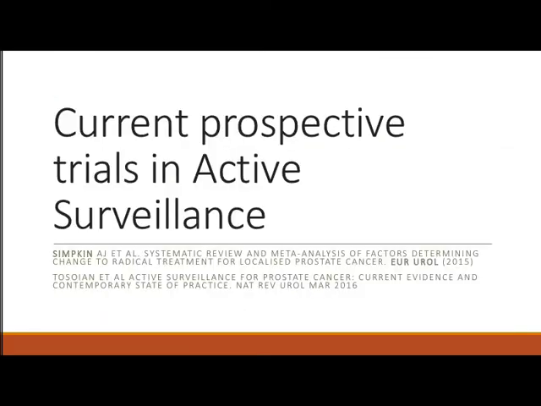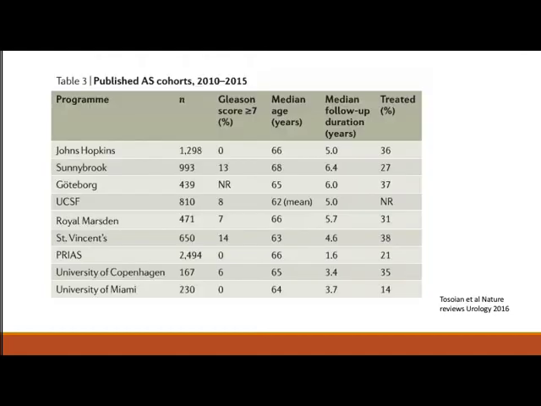So let's have a look at the current prospective trials in active surveillance. There are 9 listed here. These are the 9 big ones. Australia's finally made it on the map, St Vincent's in Sydney here. Johns Hopkins, which you're familiar with, Sunnybrook from Toronto. Big cohorts. The follow-up mostly is around 5 years at the moment across the board. Some longer than others. Percentage of patients treated varies between 20 and 40% roughly in their cohorts. Median age, mid-60s. Some cohorts have included intermediate risk.